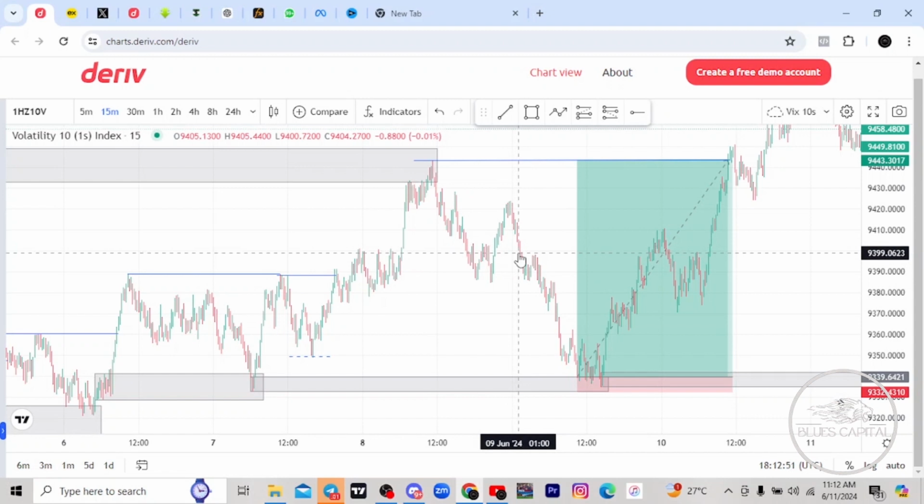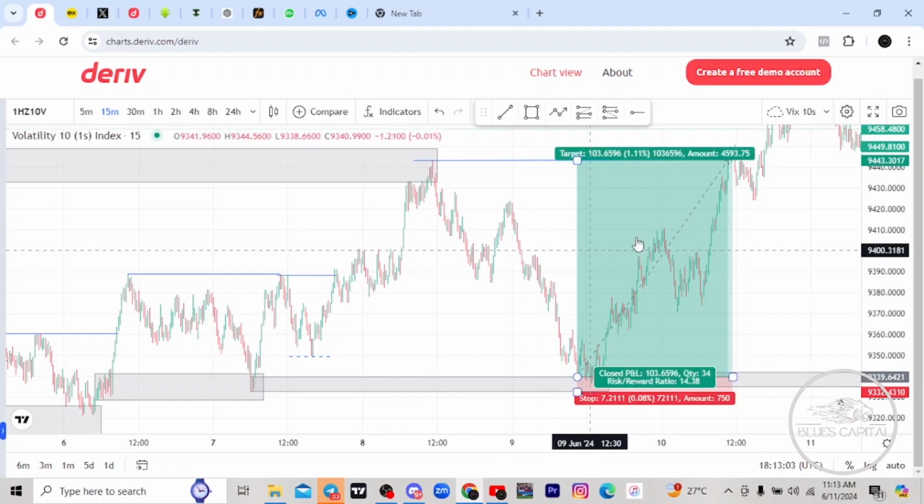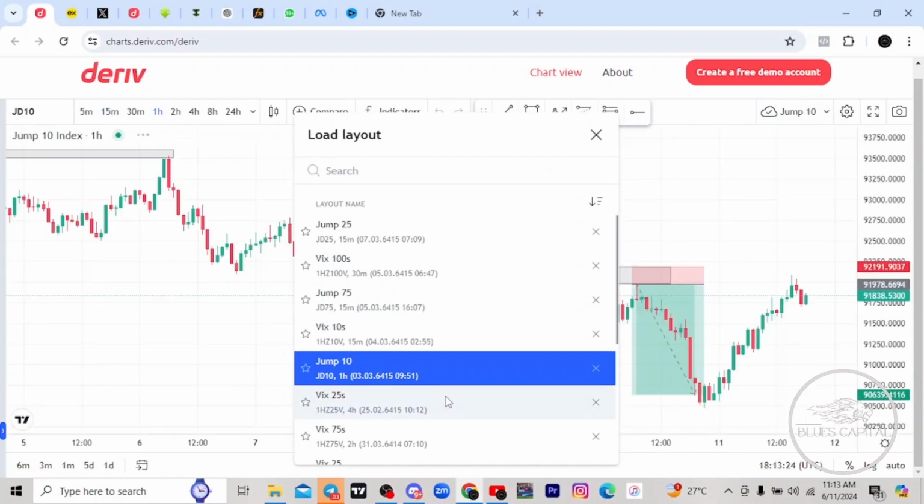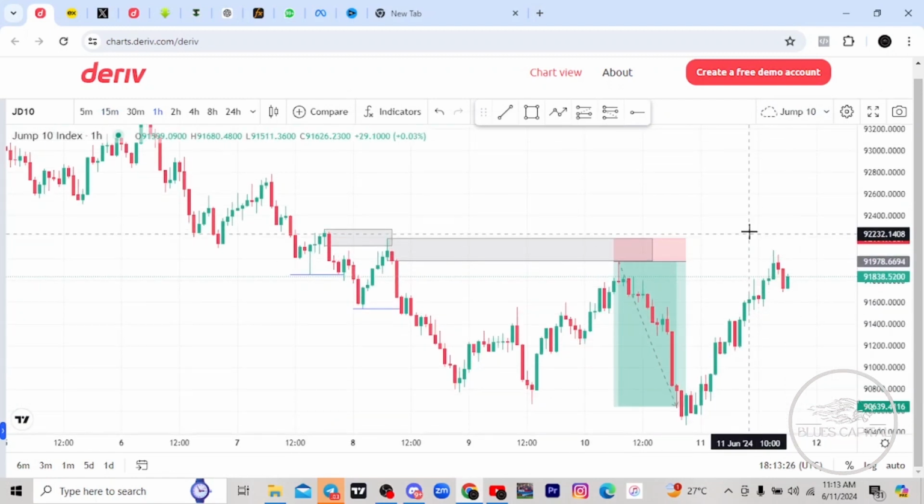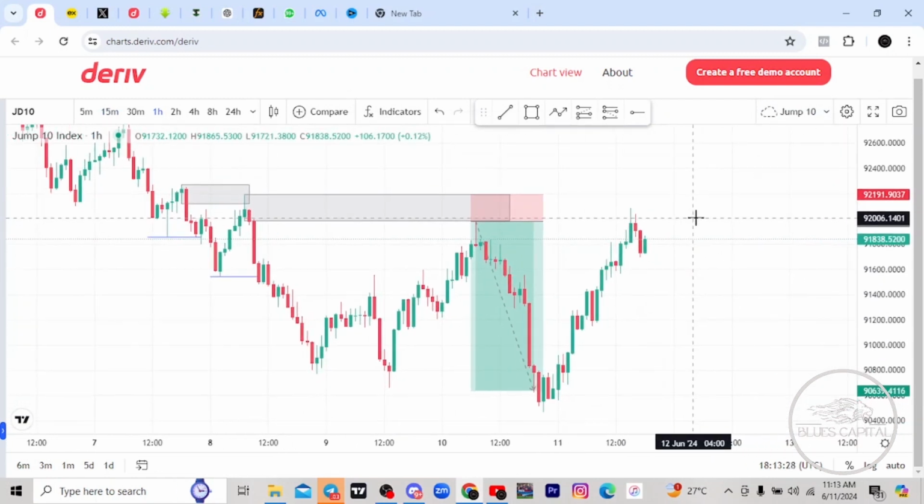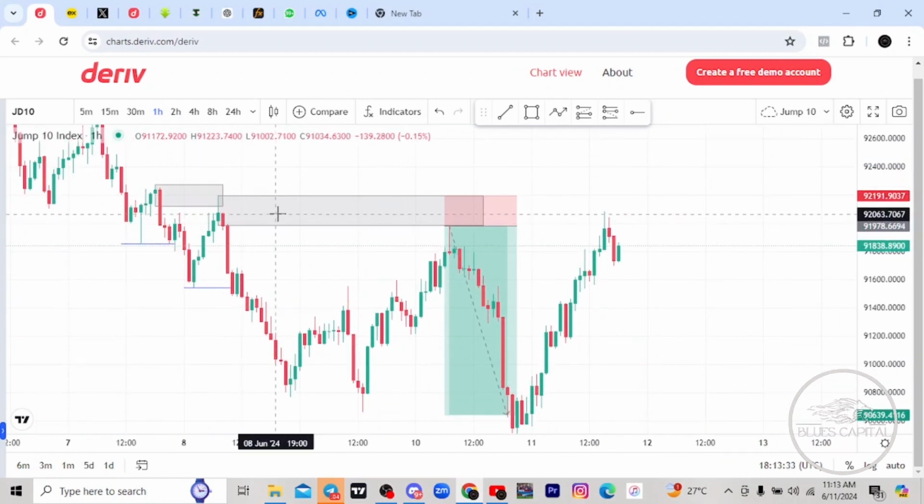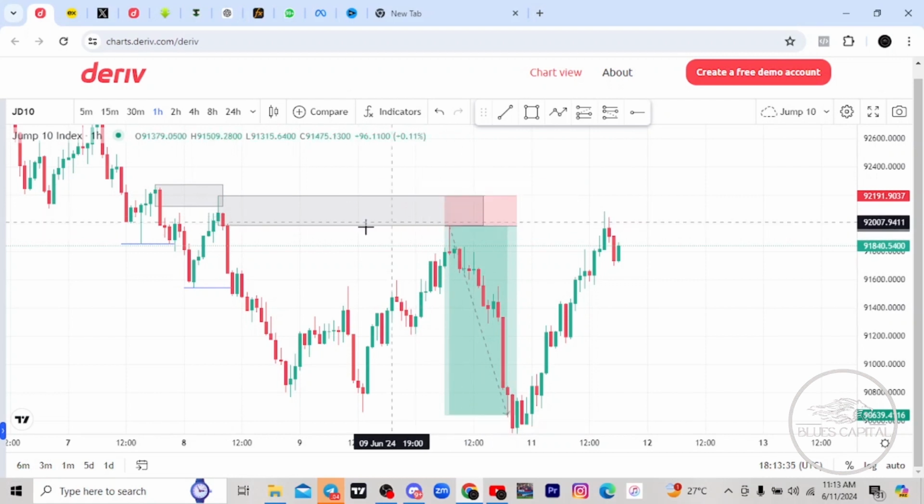So the last one is on Jump 10, which is on the 11th of June. That's when I caught the trade on the 11th of June. That's Jump 10. I caught over 6RR. Let's move over to Jump 10. So this is the Jump 10 I caught. Can you see it? This is the supply zone I sold from, this order block.